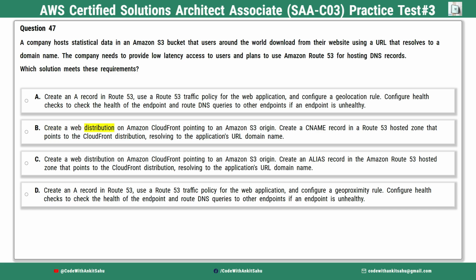Option B. Create a web distribution on Amazon CloudFront pointing to an Amazon S3 origin. Create a name record in a Route 53 hosted zone that points to the CloudFront distribution, resolving to the application's URL domain name. Option C. Create a web distribution on Amazon CloudFront pointing to an Amazon S3 origin. Create an alias record in the Amazon Route 53 hosted zone that points to the CloudFront distribution, resolving to the application's URL domain name. Option D. Create a record in Route 53, use a Route 53 traffic policy for the web application, and configure a geoproximity rule. Configure health checks to check the health of the endpoint and route DNS queries to other endpoints if an endpoint is unhealthy.